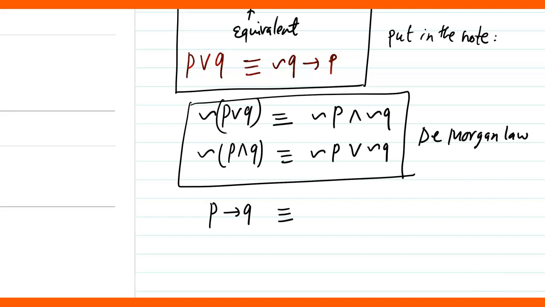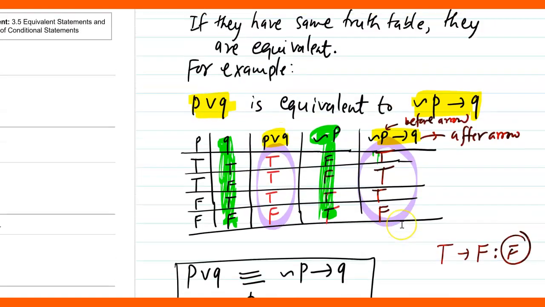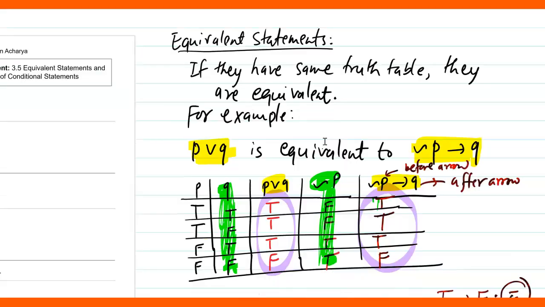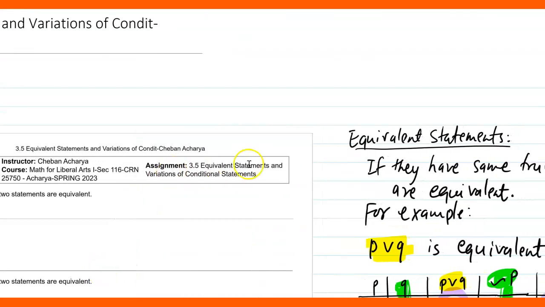If you switch the order and negate, like not Q right arrow not P, these two also are equivalent. One more time: P right arrow Q is equivalent to not Q right arrow not P, and put that also in the notes. Okay, that's the notes about equivalent statements. And now the next topic here is variation of conditional statement.